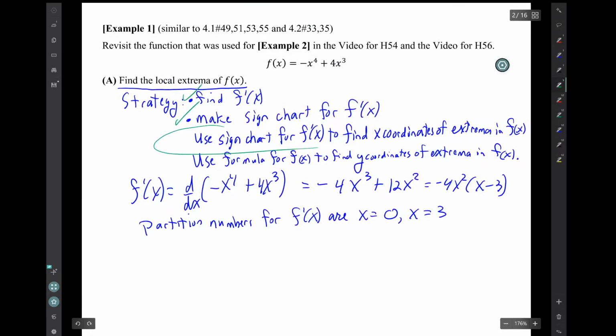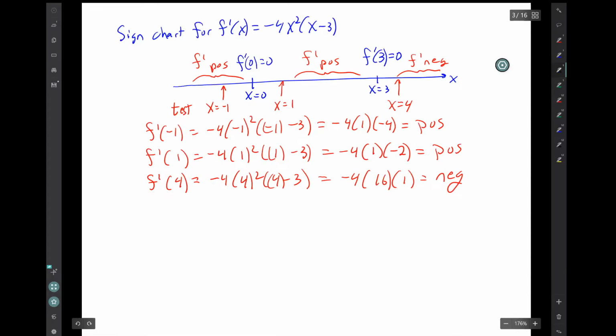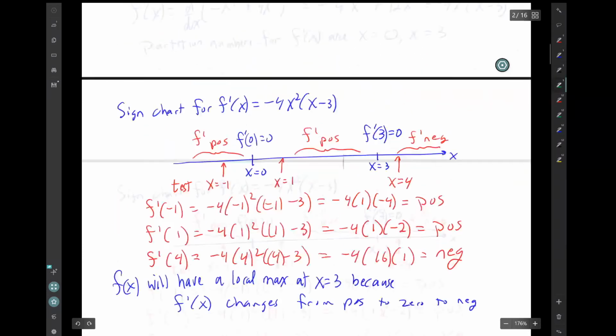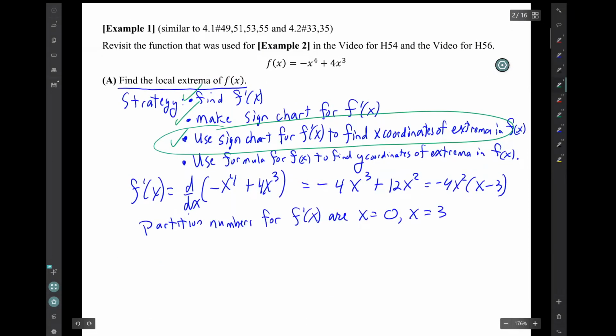Now we have to use the sign chart for f prime to find the x-coordinates of the extrema in the graph of f. So we see that f prime of x changes from positive to 0 to negative at x equals 3. So that tells us that f of x will have a local max there. Okay, so we've done the third thing on our agenda.